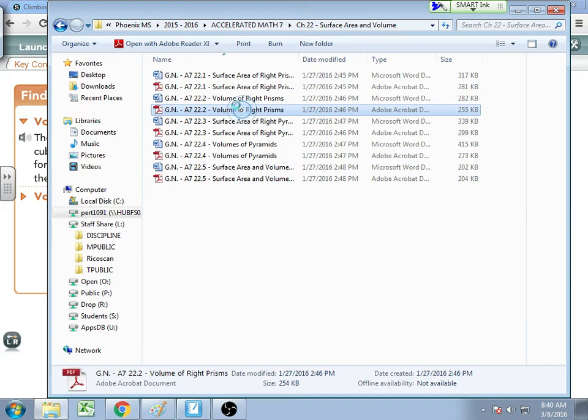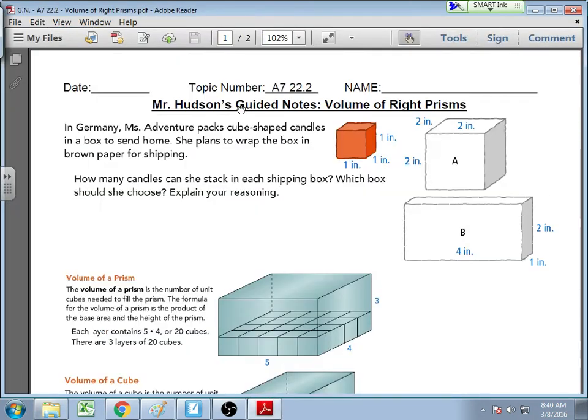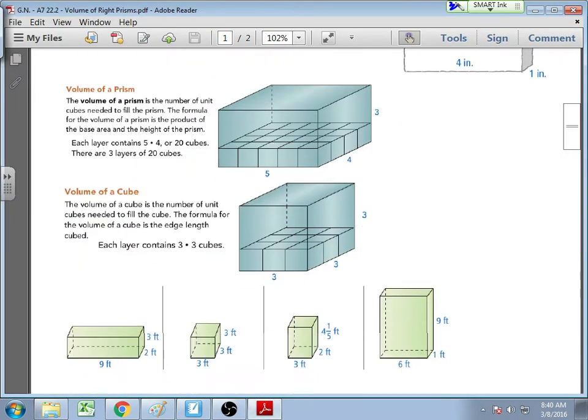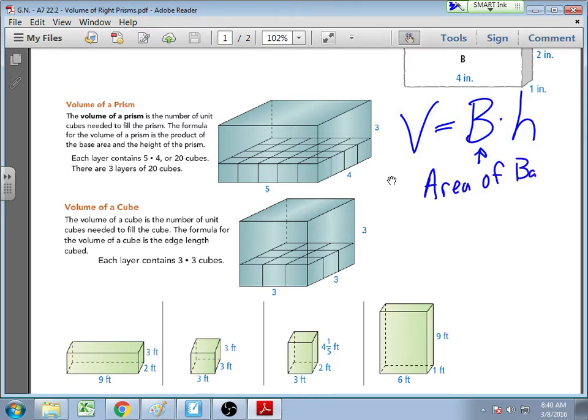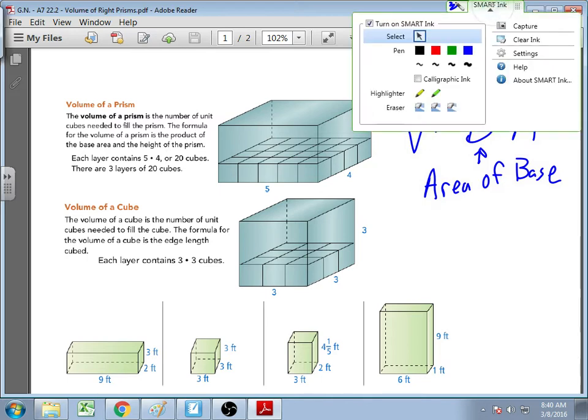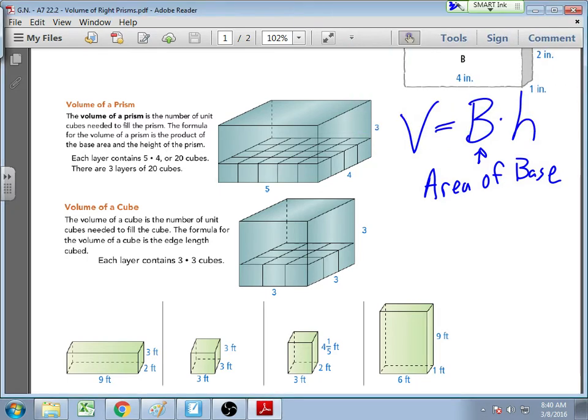So off to the side here, we want you to write that volume is equal to big B times H and notate that big B is the area of the base. Big B has to be the area of the base.